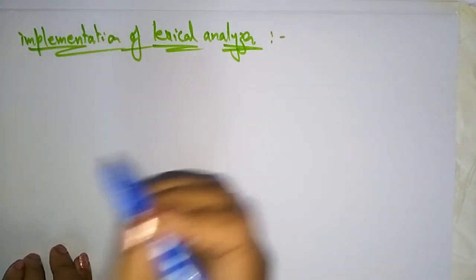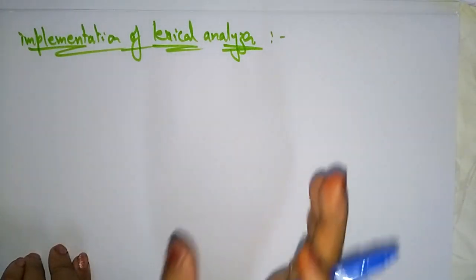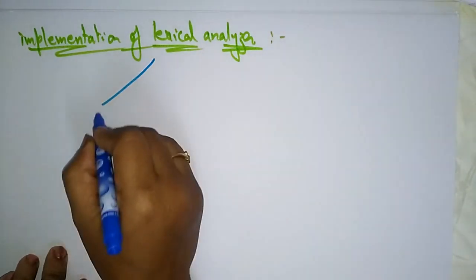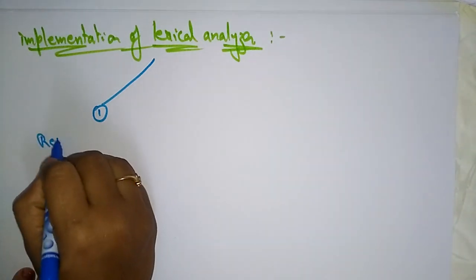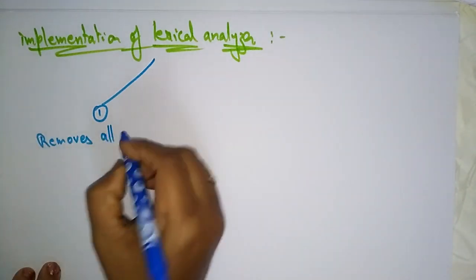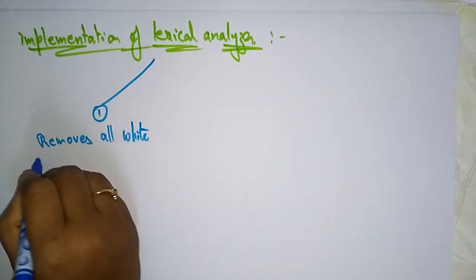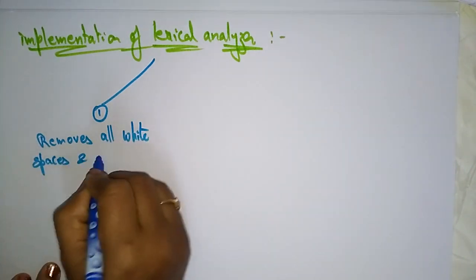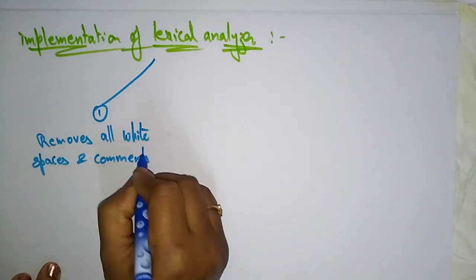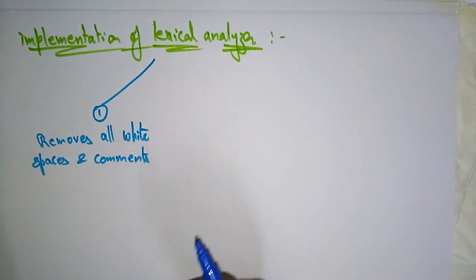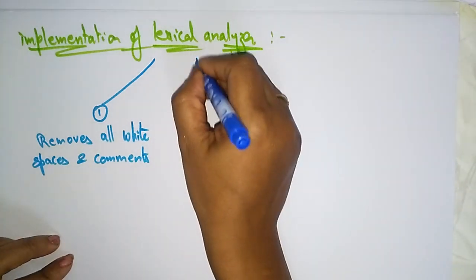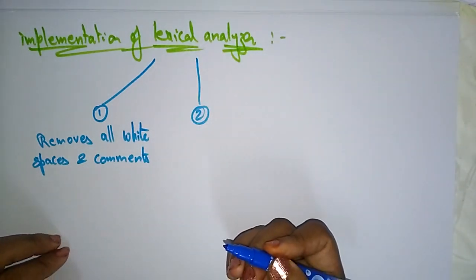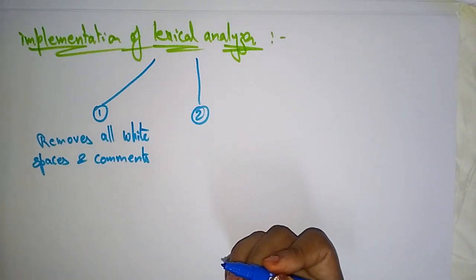The lexical analyzer must be able to do three things. What are the three things? The first one is removing all white spaces and comments in the program. Whatever high level language code we take, the lexical analyzer first removes all white spaces and comments present in it. The second thing it does is identify tokens within a string.